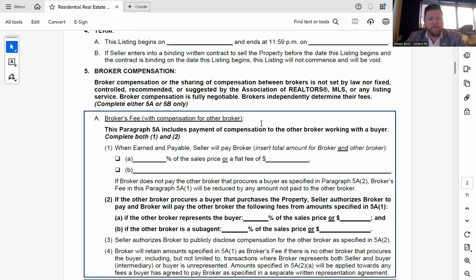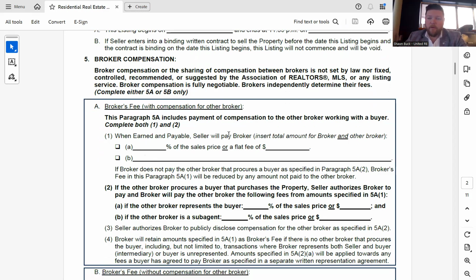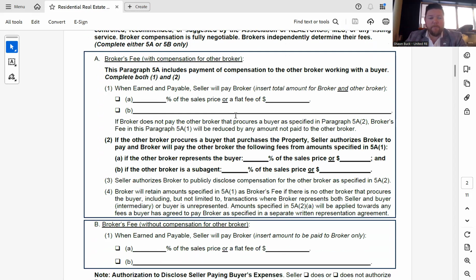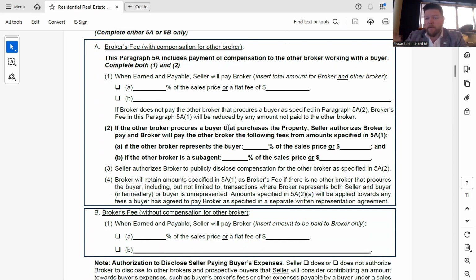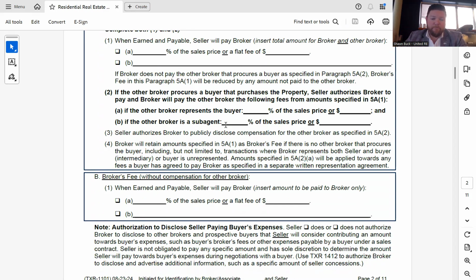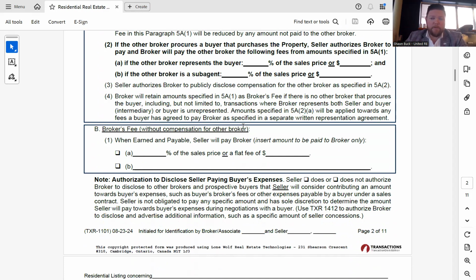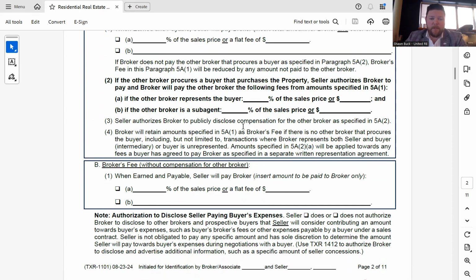Broker compensation. So this is talking about, of the sales price, how much are you willing to pay your agent for their services and what they're going to provide. So in Texas, everything is negotiable. So just know that and have that conversation. And that's specifically what this form's about. And then if you're offering anything to the other side, everything has to be disclosed and in writing and firmed down. So have that conversation and go from there.